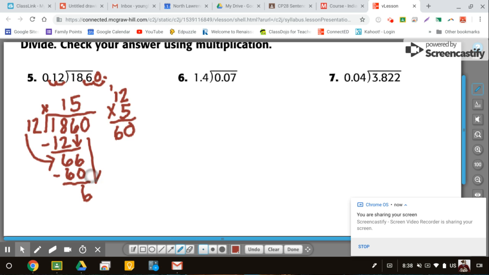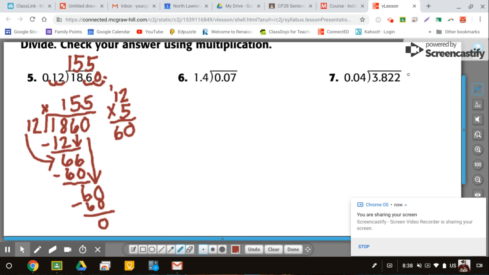We have one more 0 to bring down. Hey, I just said that was, so we have another 5. So we take another 60, subtract it, and we're going to get 0. So my answer to this original problem is 155.